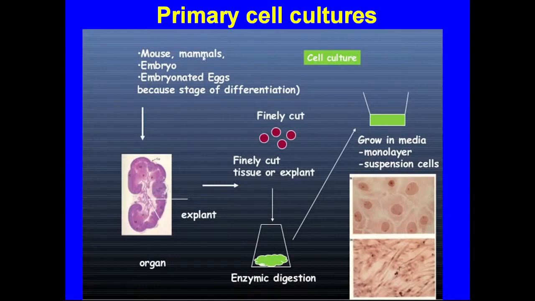Usually the cells can be taken from the mouse, any mammals, embryo, embryonated eggs or so. So we have taken the tissues, then we cut the tissue or explant, then we usually perform centrifugation to get rid of very large pieces. Then the filtrate should be treated with enzymatic digestion. So why? Because the cells should be released outside the stroma, right? But it should be performed in a very short period of time.